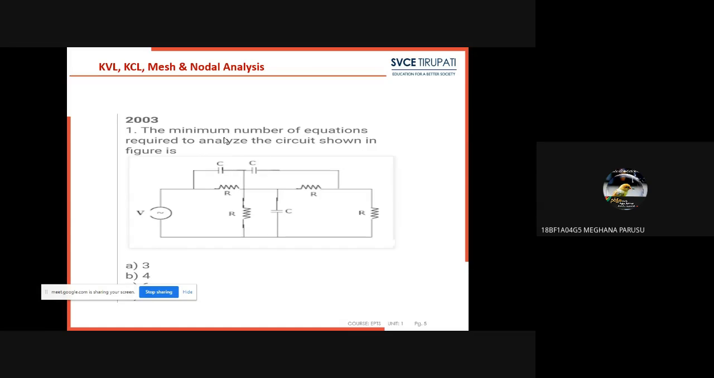What is KVL? Generally we are expanding. KVL is Kirchhoff voltage law, and KCL is Kirchhoff current law. Without KVL and KCL, we can't solve mesh and nodal analysis. Yes or no? Okay.